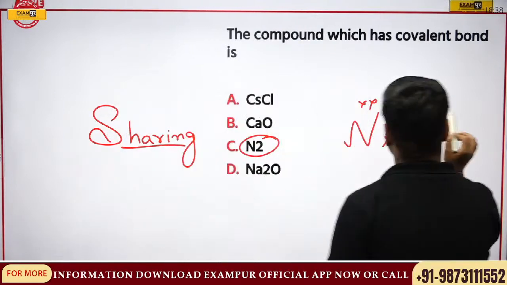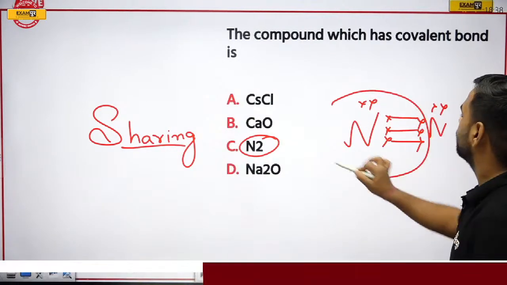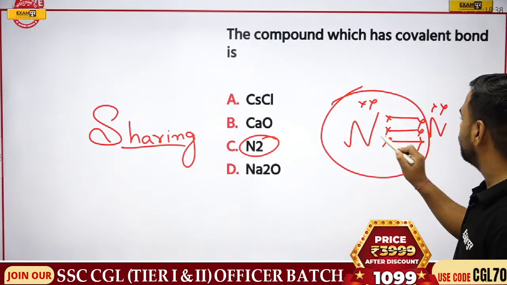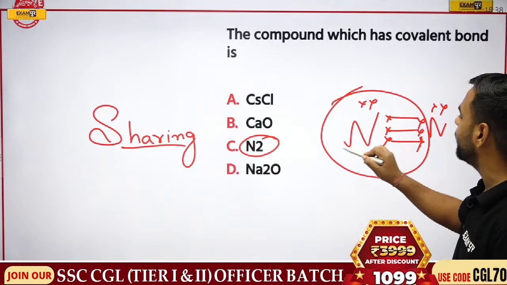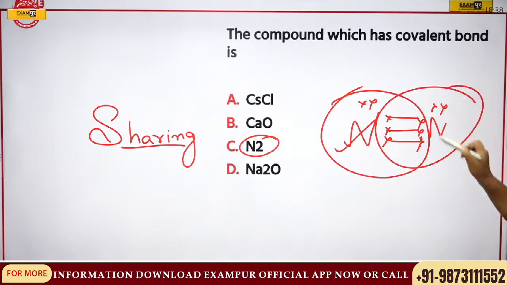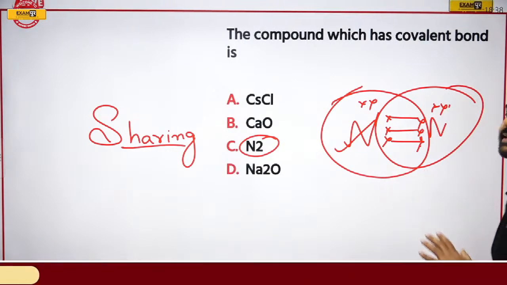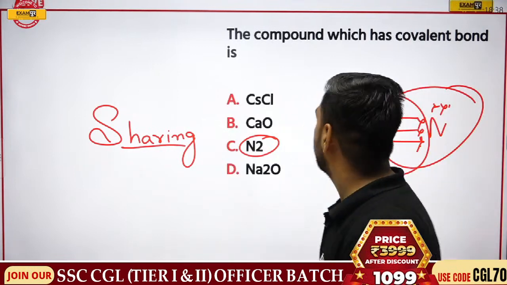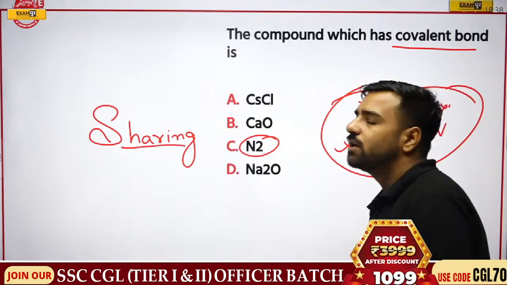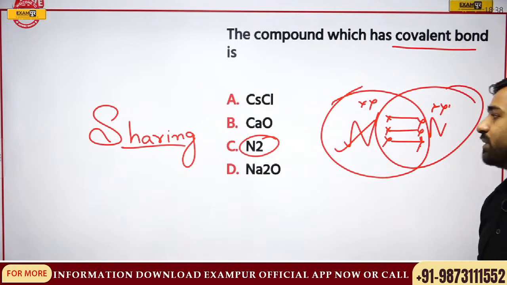So yes, just have a look. Sharing was done: 1, 2, 3 for this nitrogen, 1, 2, 3, and 6 and 2, 8. This nitrogen is happy. Talking about this nitrogen, 1, 2, 3, 4, 5, 6, 7, 8. So we have bonding here, and this is actually your covalent bond. So here, N2, that is option C, will be correct.